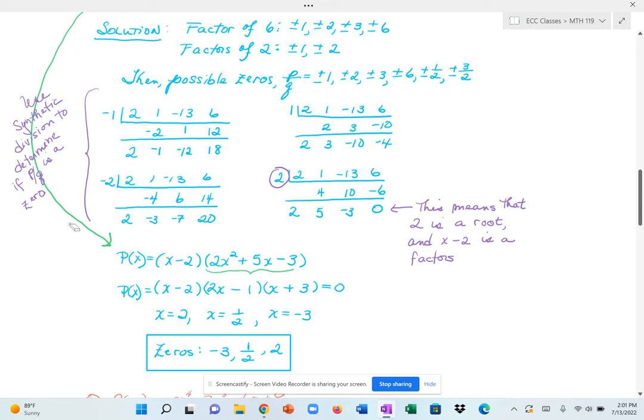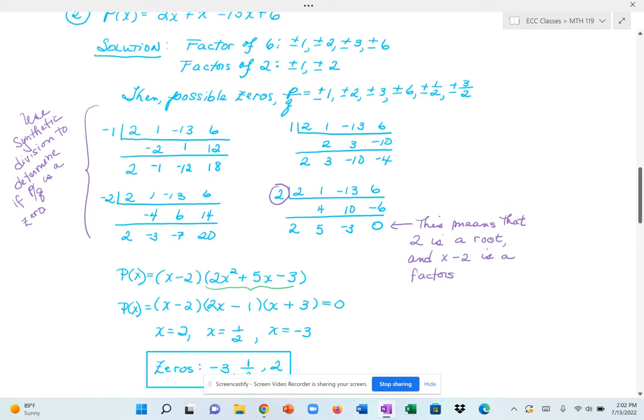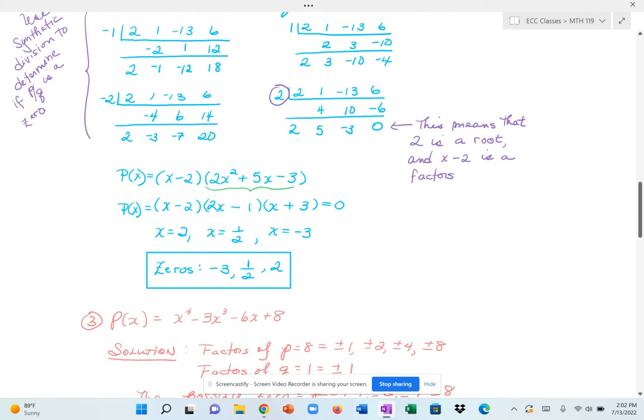And the reason why I know I found them all is because I cannot have more roots than what the degree is. So you're not going to find more than 3 roots for a polynomial. It is possible to find less than 3 real number roots, but in this case, they're all real numbers.